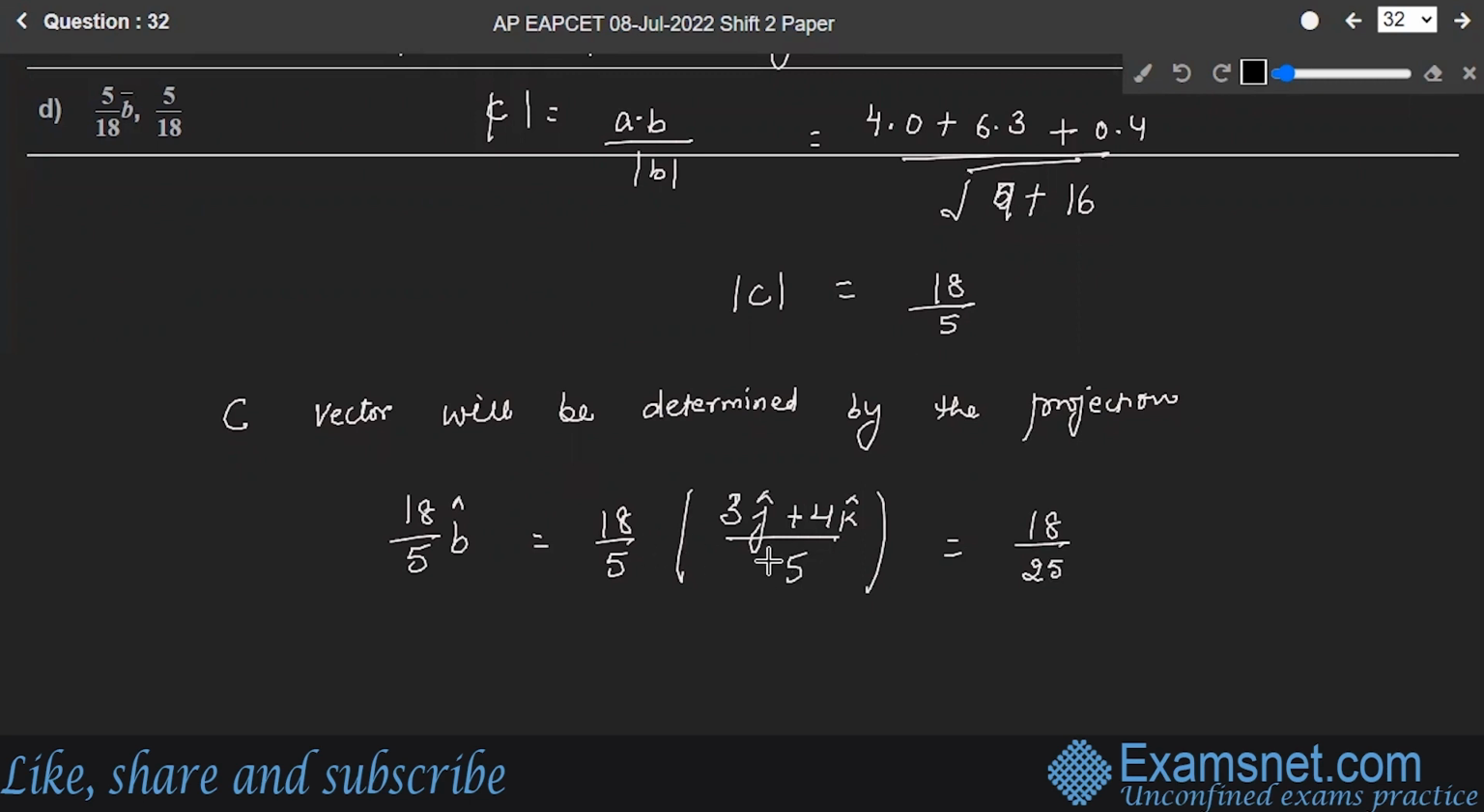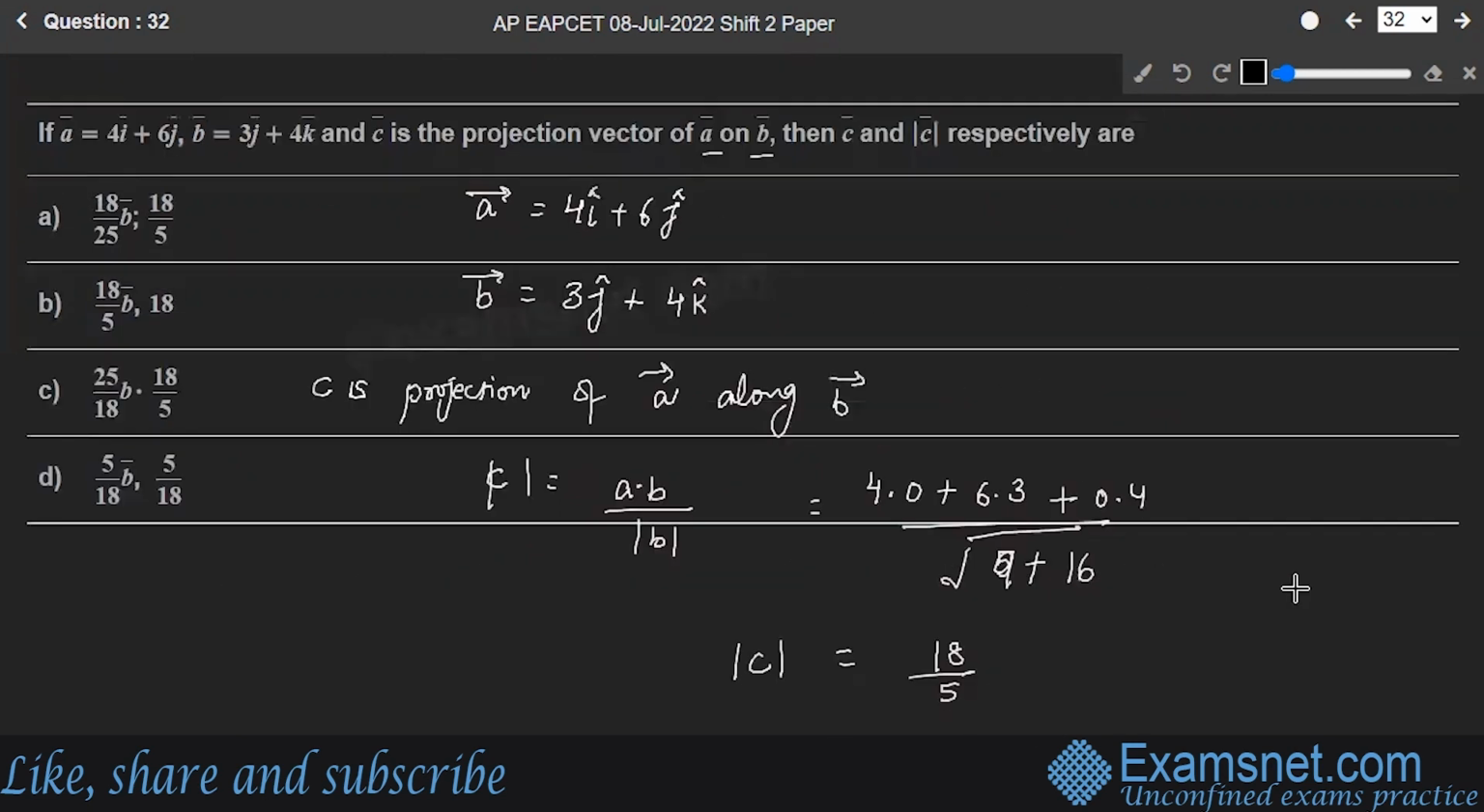Like, this is the root of, again, let me explain. This is root of 3 square, that is 9 plus 16, that is 4 square, which will give you 25, right? So this will be equal to 5. So 18 upon 25 B vector. This is the C vector, right? Now let's check with the options. We have option A as our correct answer, right? Clear?